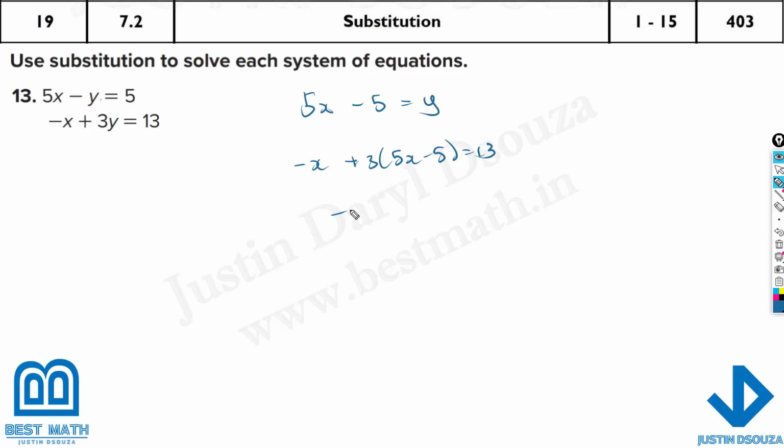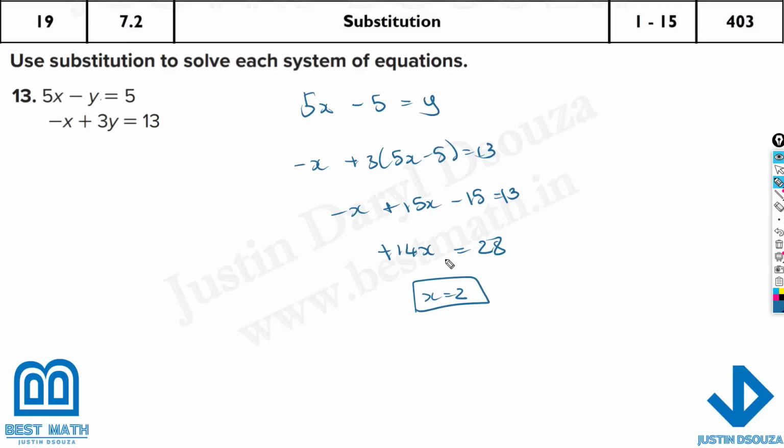Now when we simplify this, it'll be minus x, and over here 3 times 5 is plus 15x minus 15, that is equal to 13. Okay, my bad, I thought this is also x. It's going to be minus x plus 15x, that is 14x, my bad, equals, and this to the other side is positive. It's going to be 13 plus 15, that's 28, and x will be equal to 2 if you divide both the sides by 14.